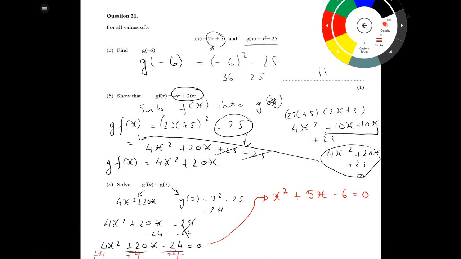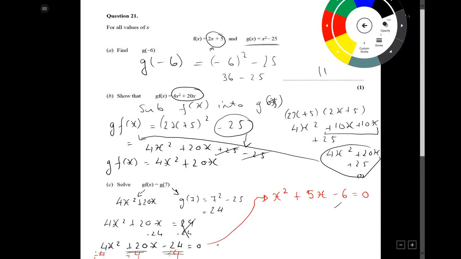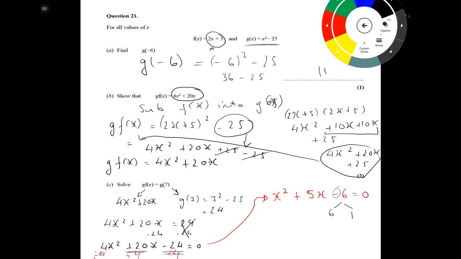So what I want to do now is factorize it and solve it. So I'm thinking of two numbers that multiply to give me minus 6 and add to give me positive 5. I think I'm going to go with 6 and 1. Okay, because of the minus 6 here, I know that my numbers have to be different signs when they multiply. So that's why I'm going with this pair.